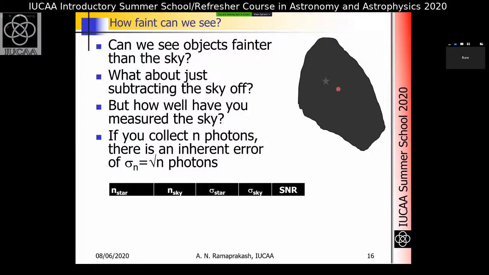So I'm trying to illustrate that quantitatively here in a table. There are 5 columns in this table. First column is the number of photons you collect from the star. The second column is the number of photons you collect from the sky.